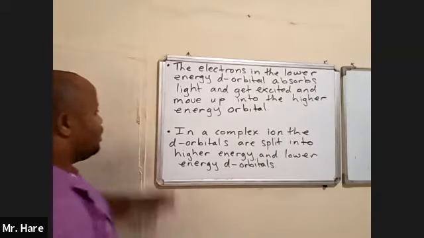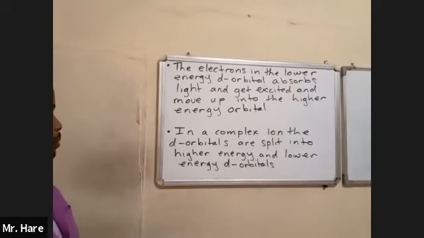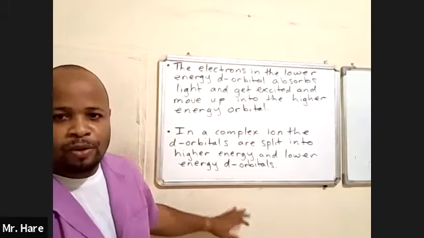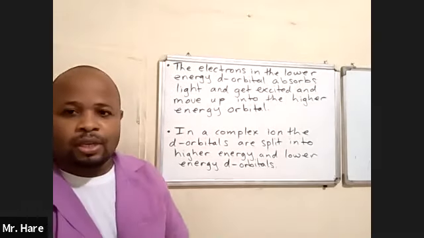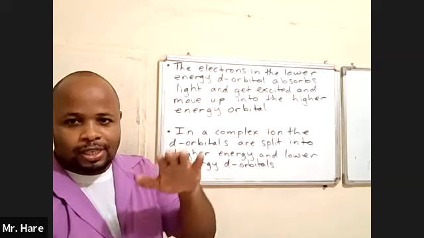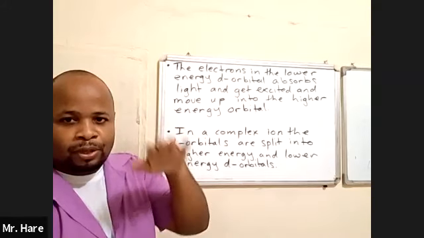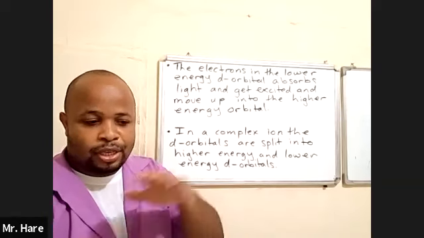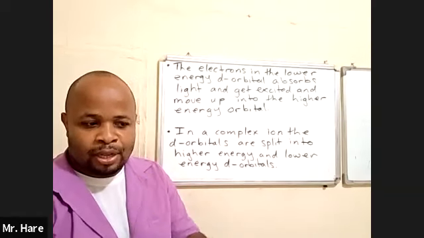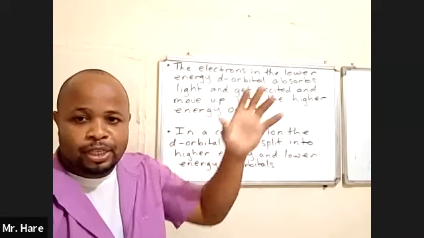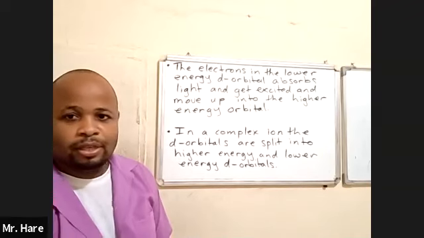And so this is the final one. You don't have to write it word for word. Just remember, in a complex ion, the d orbitals are separated into two different energy levels. The electrons in the lower energy level can absorb light and move up into the next one. That's basically it.